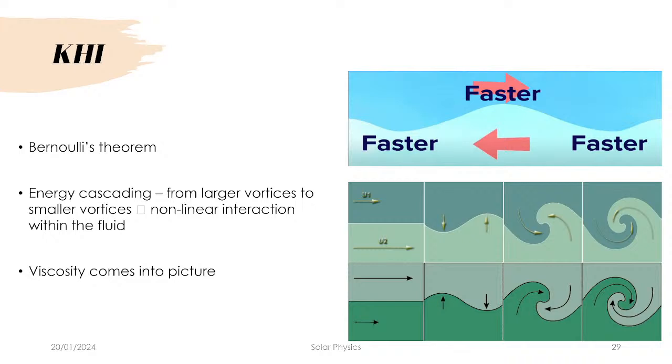So the energy cascading is going to happen from larger vortices to smaller vortices, and this is again a nonlinear interaction. So what happens is that larger vortices will give rise to smaller vortices, and at very small vortex lengths, your viscosity will come into the picture. And when viscosity is there, considerable heating is going to happen, right? So that is basically the outline of why there can be a damping mechanism and ultimately turbulence and heating.